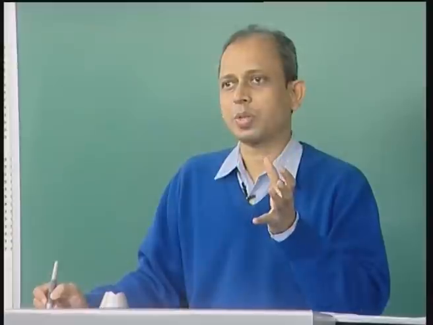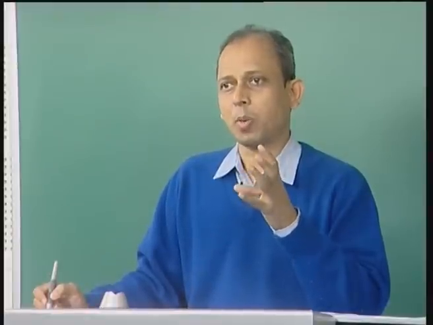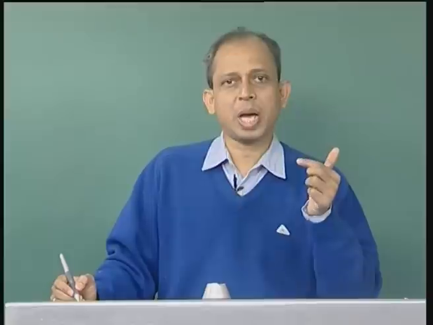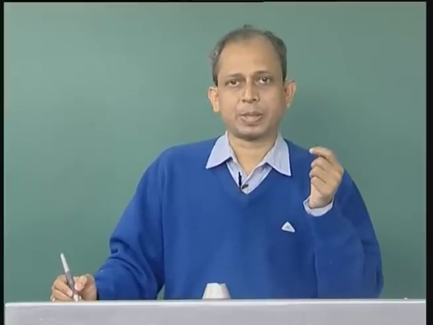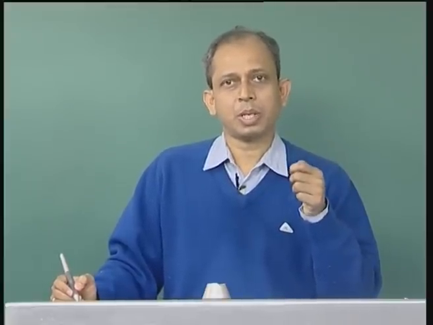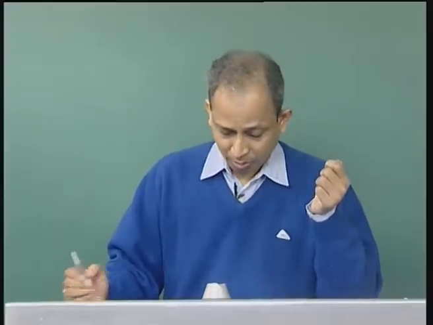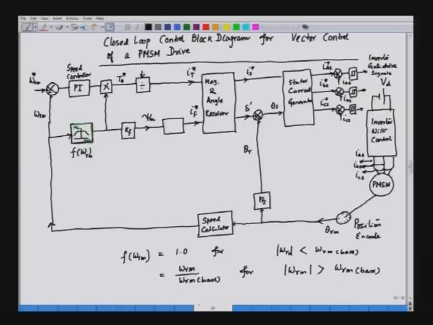In a permanent magnet synchronous machine, we have no freedom to vary the rotor flux. The rotor flux is constant because the rotor is excited by a permanent magnet. However, we can control the flux from the stator side by controlling IDS. We saw a block diagram of this control in the last lecture. This block diagram is as follows.